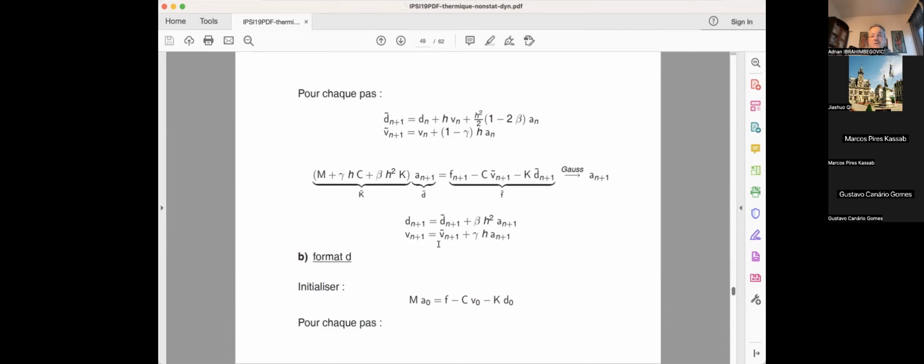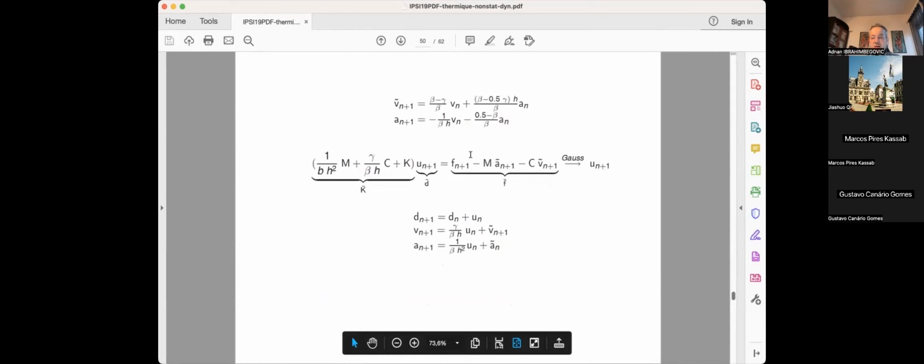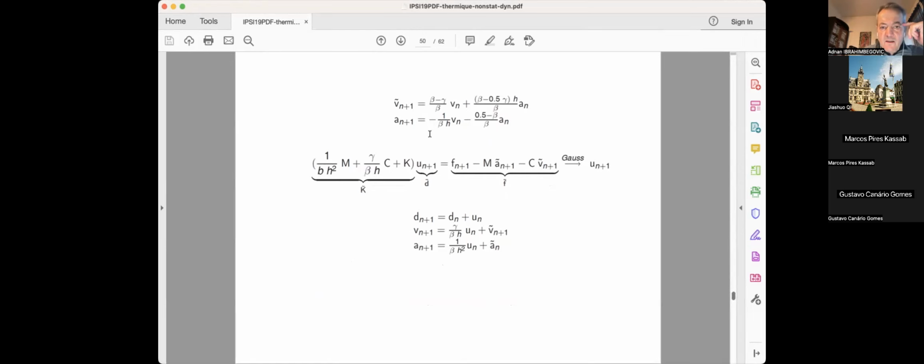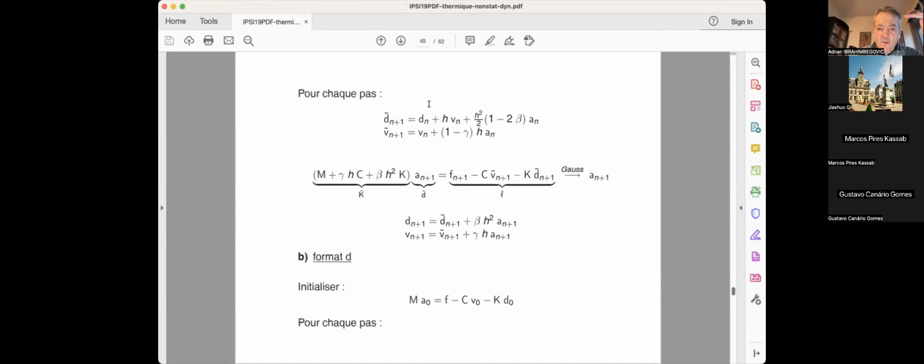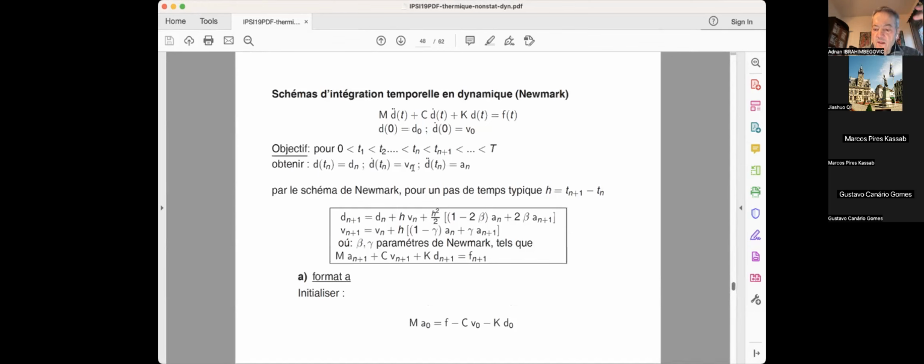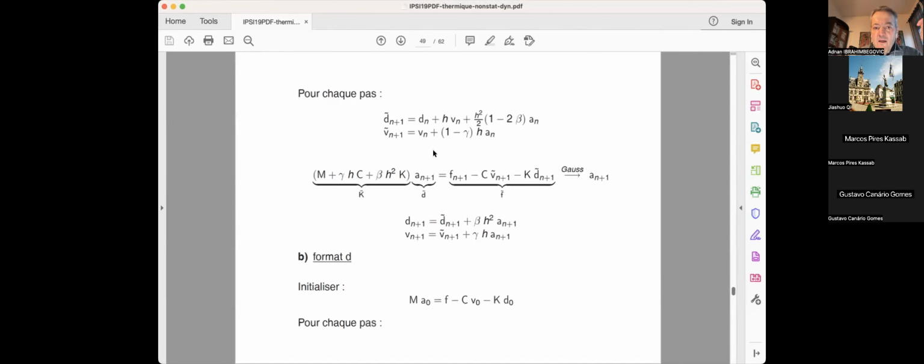And then you can also do it in format D. To start with, the initialization is the same. Given the initial displacement and initial velocity, you compute the corresponding initial acceleration a0 such that m a0 is equal to f minus c v0 minus k d0. And basically for each step, now you predict the intermediate values of the velocity and acceleration. We call this, there's a tilde forgotten here, vn plus 1 tilde. You can work it out from these two equations to express what v and a depend on, given these things.